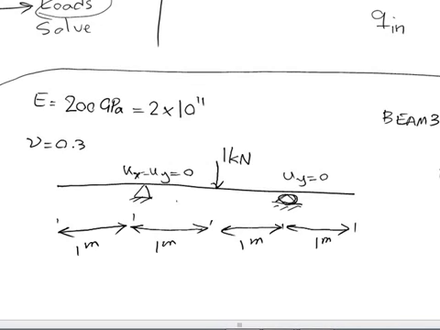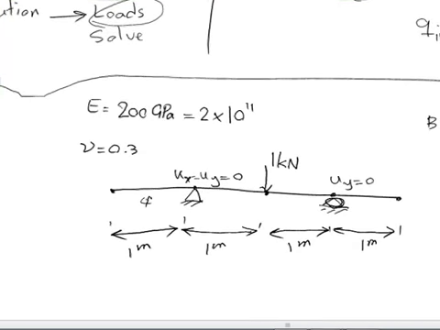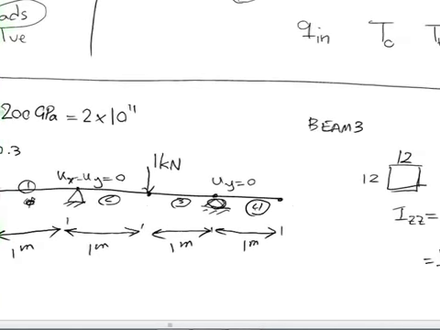And because this is a very basic analysis, I will only define 5 nodes, here, here, here, here, and here. So I will only define 5 nodes, and I will have 4 elements. So this is my element 1, element 2, element 3, and element 4.